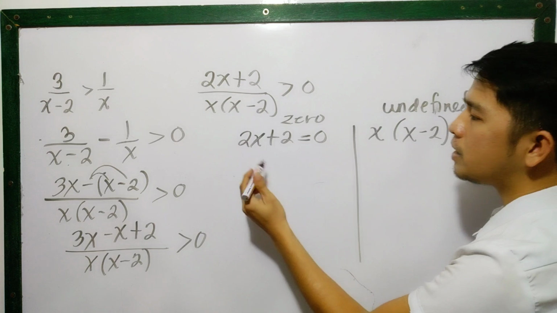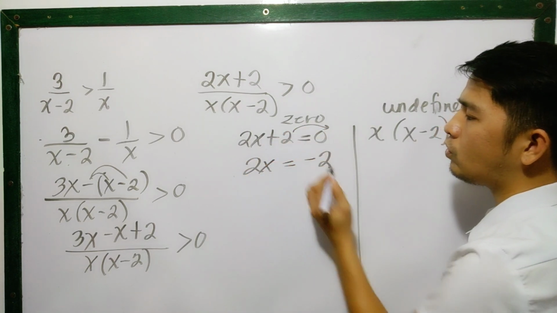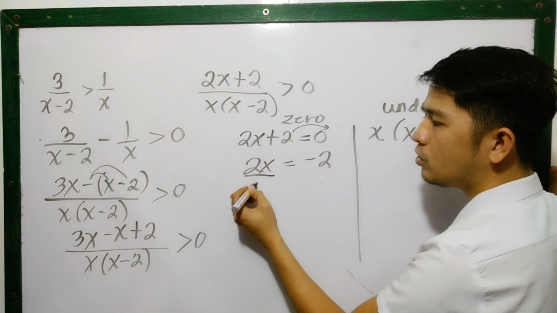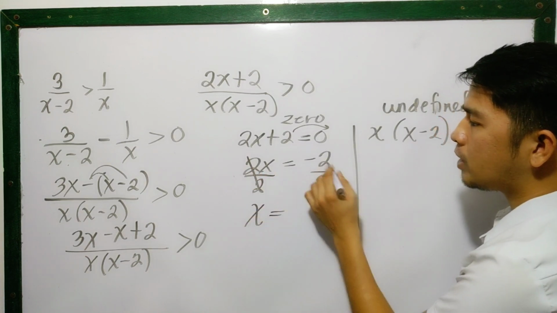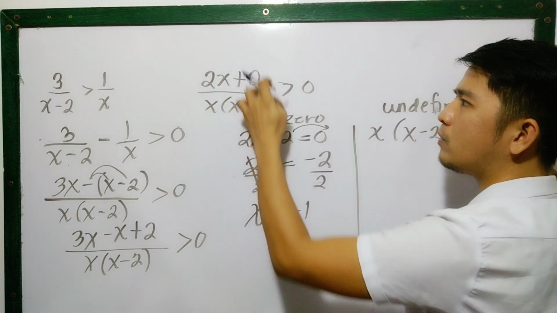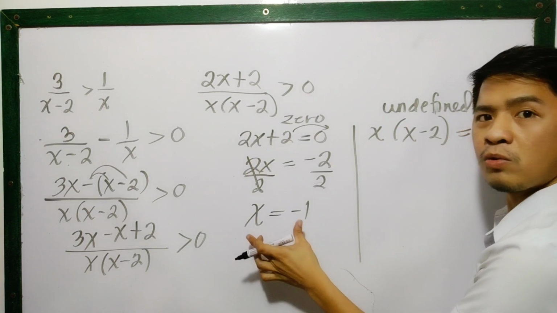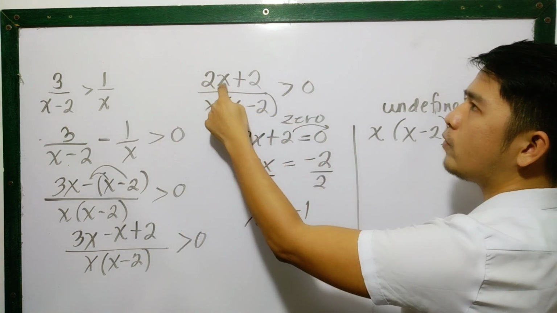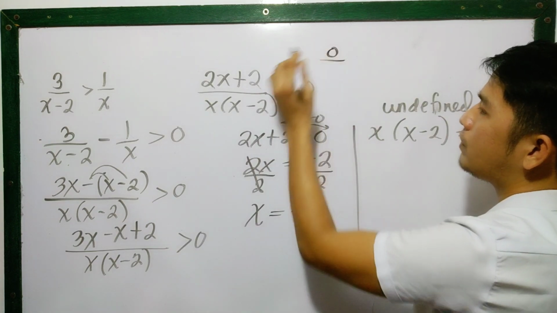In the numerator, just move this, 2x equals negative 2. We want x only, so we remove this, divide by 2. Cancel, so that is x equals negative 1. So, our rational expression here will become 0 when x equals negative 1. Do you not believe it? Okay, let us test it. So, we have 2 times negative 1 is negative 2. Negative 2 plus 2 is 0. Oh, it is 0 right away. Over.